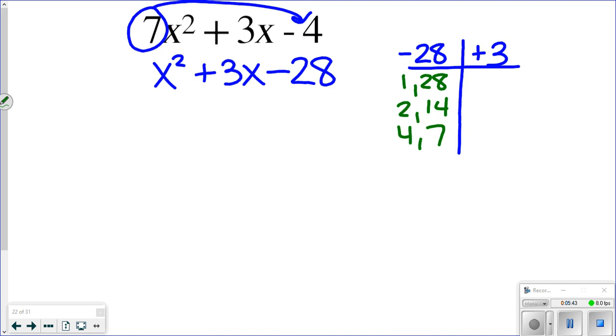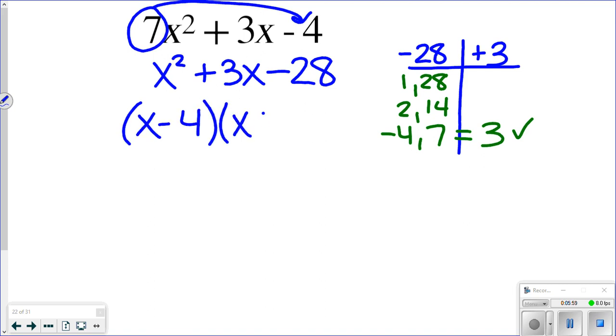Again, I know that one has to be negative and one has to be positive. So if we make it negative 4 and positive 7, we get that positive 3 that we're looking for. So let's write both of these out. x minus 4, x plus 7. These aren't our answers yet.